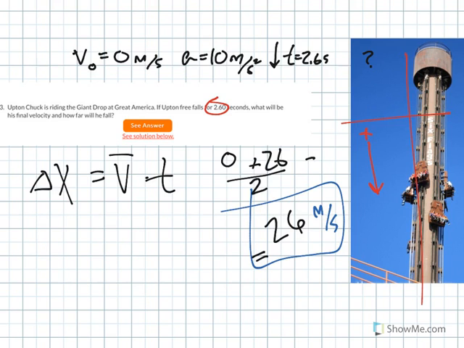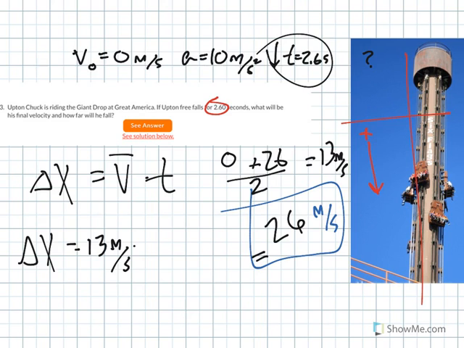So I think that's 13 meters per second. So there's your V average, right? So then your delta X will be 13 meters per second times however long it was you were falling, 2.6 seconds. Okay, so 13, 2.6.